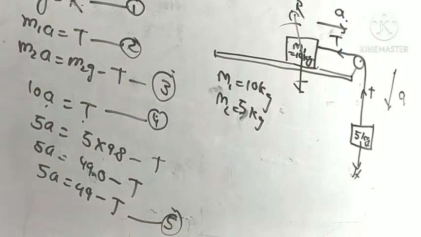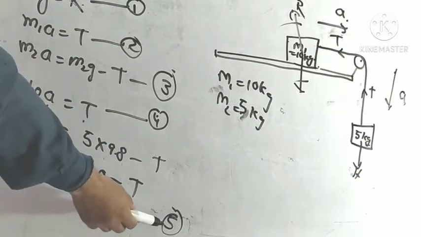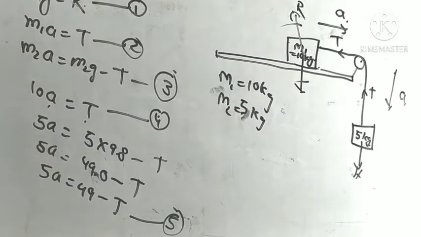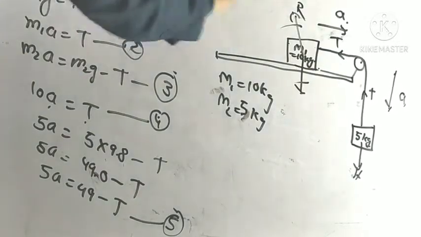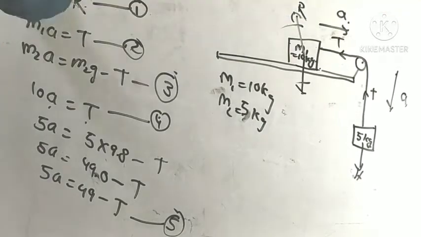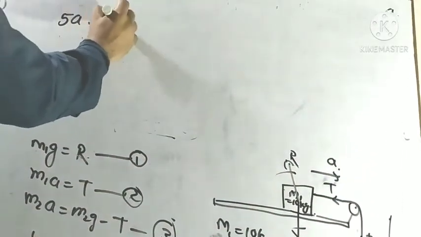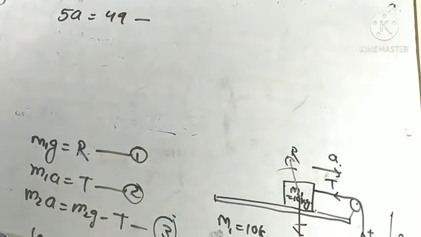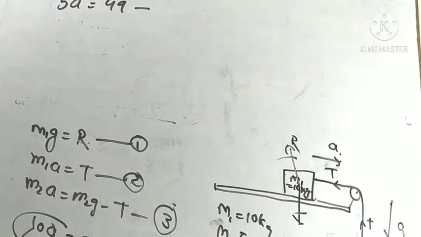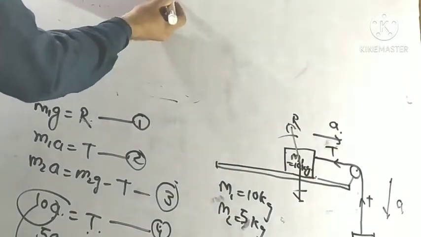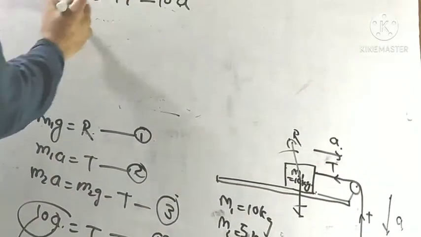Now we put the value of T from equation number 5 into equation number 4: 5a is equal to 49 minus T, which is 10a. So finally the 10a goes to the left-hand side and the negative sign becomes positive.